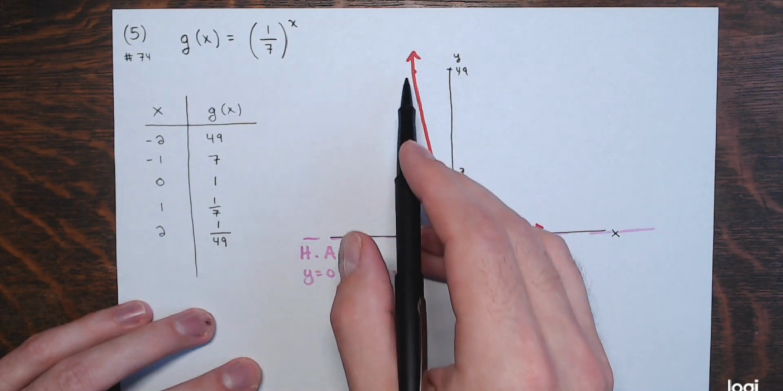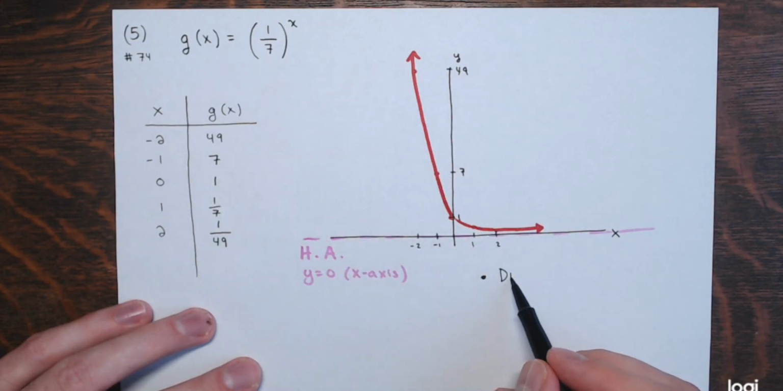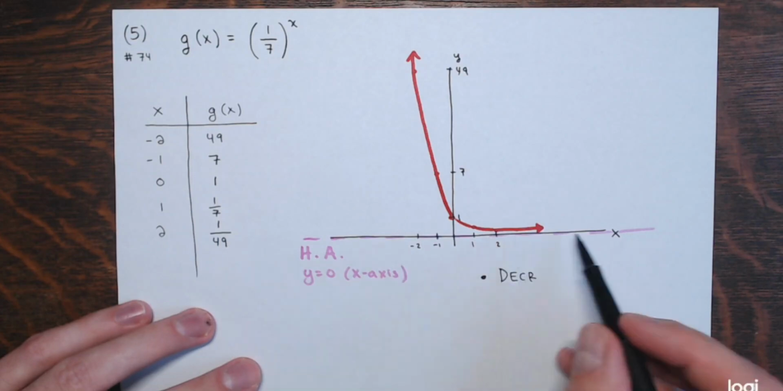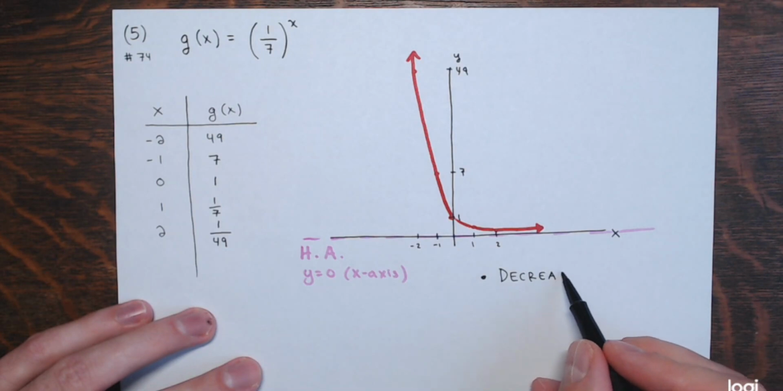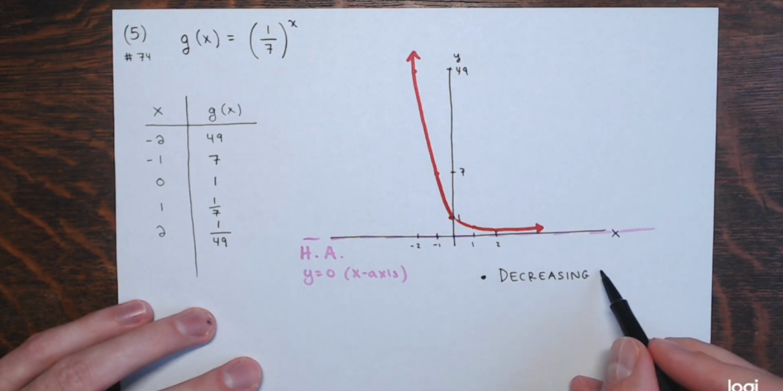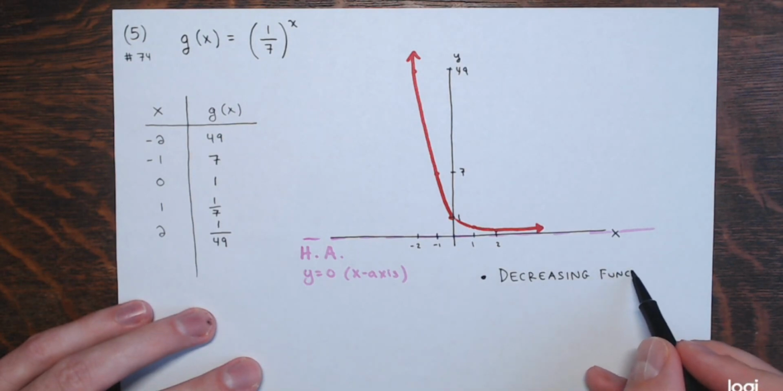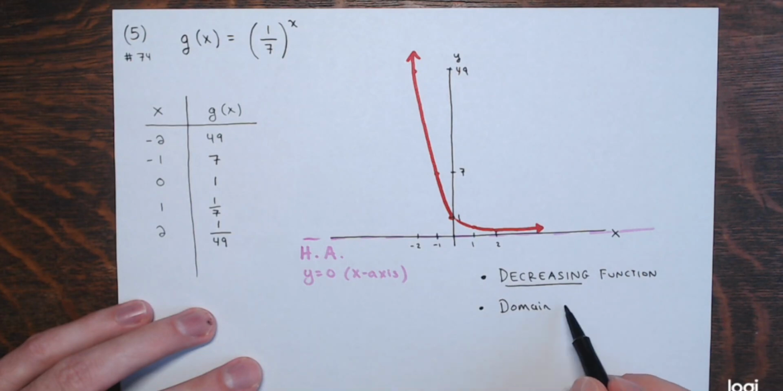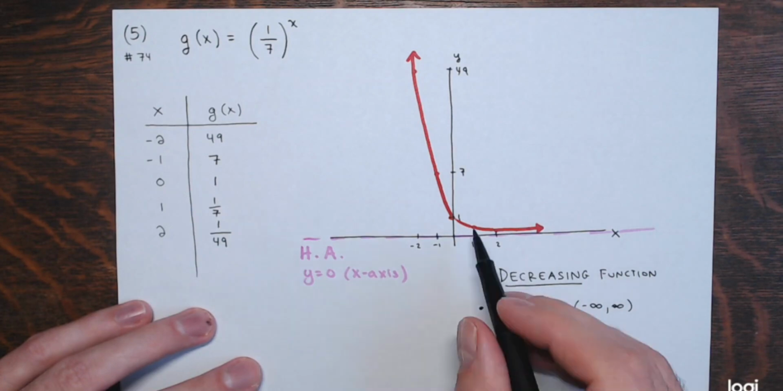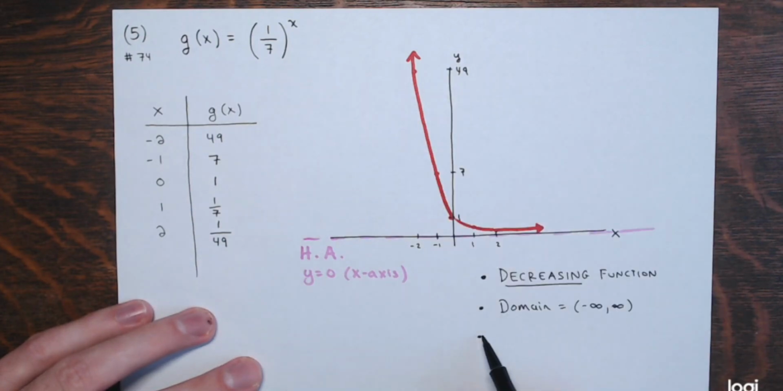And again, we have a decreasing function. As you move from left to right, the function goes down. So a decreasing function. And the domain and range are the same as before. The domain is all real numbers. You can plug in anything you want for x. And the y values are all the positive numbers on this graph. The range is all positive numbers from 0 to infinity, but not including 0.